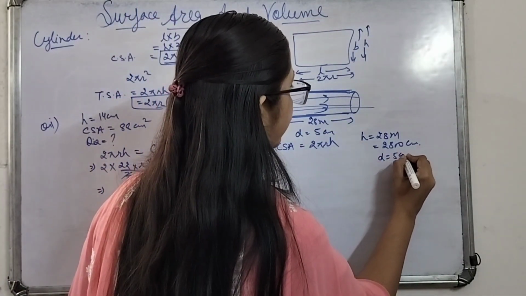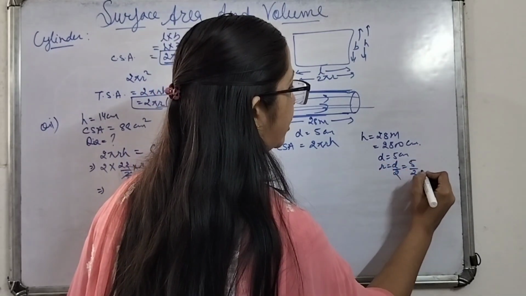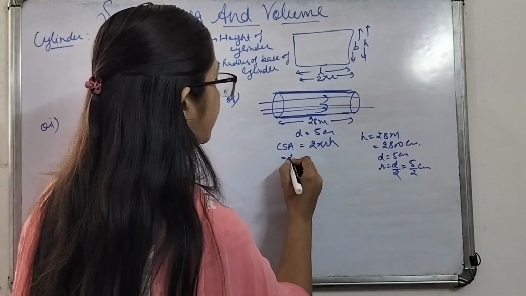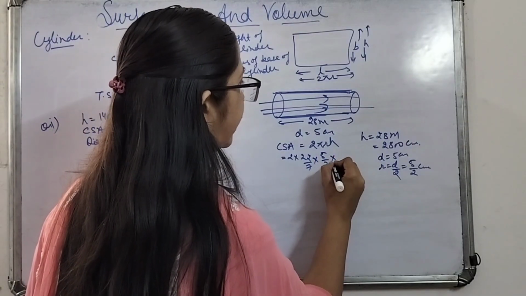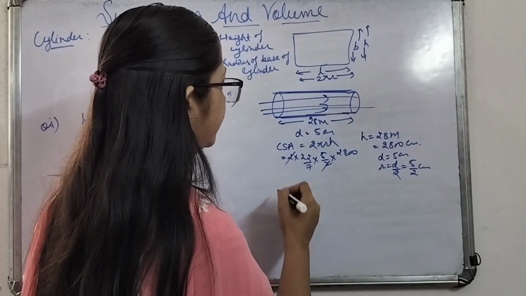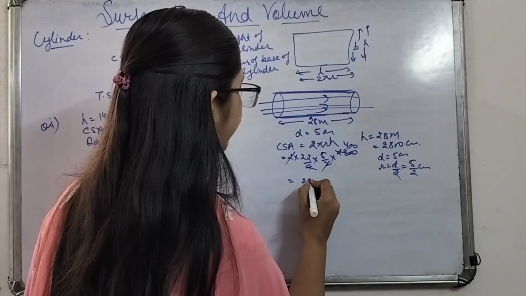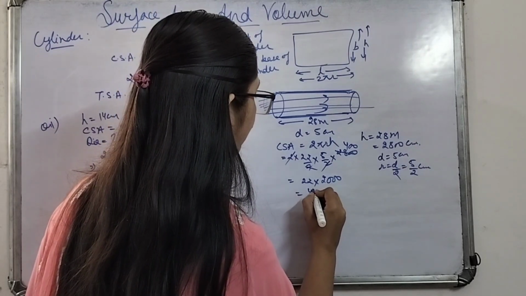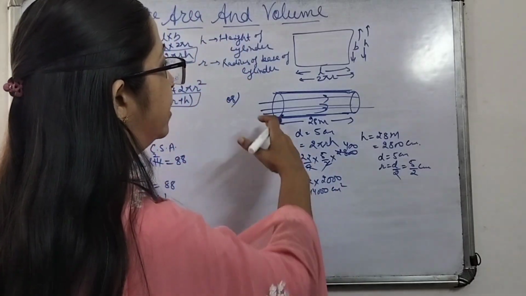Diameter over here is 5 centimeter, and we know that the radius is half of the diameter, so it will be 5 by 2 centimeter. Now if we put all these values in, it will be 2 multiplied by 22 by 7, r is 5 by 2 and h is 2800. 2 and 2 cancelled. 7 4s are 28. So it will be 22 multiplied by 5 4s are 20. This much, 44,000 centimeter square will be the radiating surface.